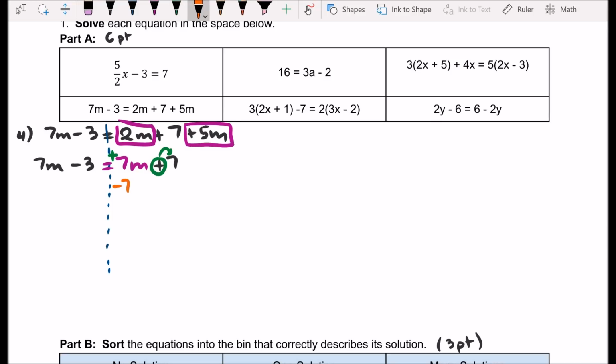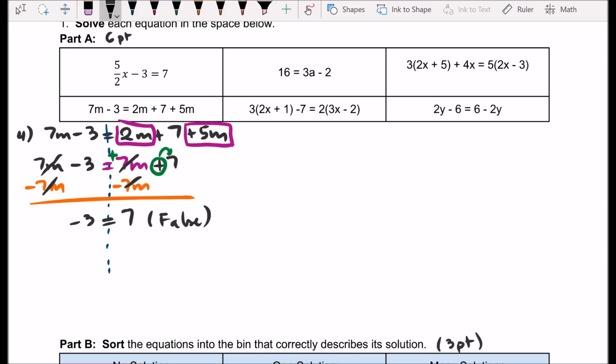We will subtract 7m on both sides. Okay, by doing this, 7m cancel each other out. So negative 3 equal to 7. And this is a false statement. So the answer again, no solution. When it's a false statement, it's no solution.